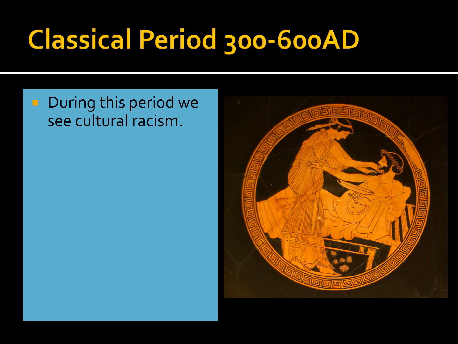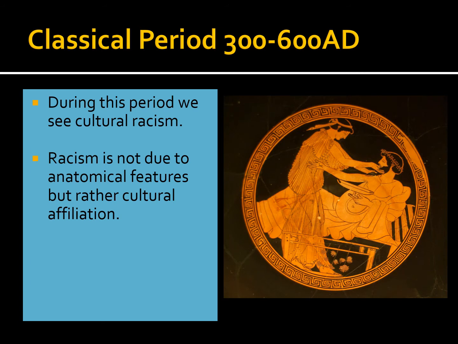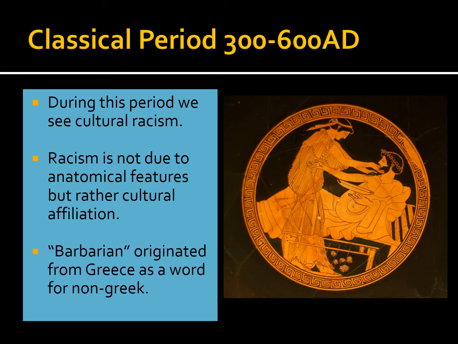What we really see is this kind of cultural racism, where you're either defined as a member of the dominant culture or not a member. So it's not due to anatomical features, but rather your affiliation. If we look at an example, barbarian originated from a Greek word basically meaning non-Greek, right? So in essence, people were defining themselves as members of their culture being the only right culture, and everyone else was kind of the other. And this is one of the original driving forces behind the development of slavery systems as well.